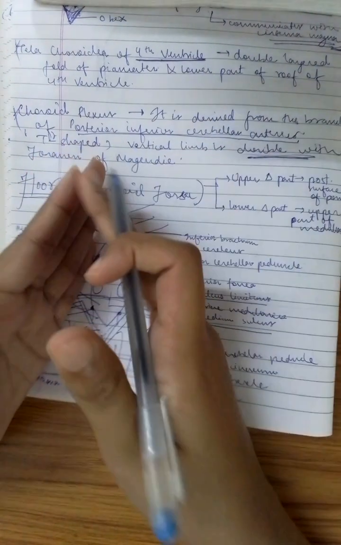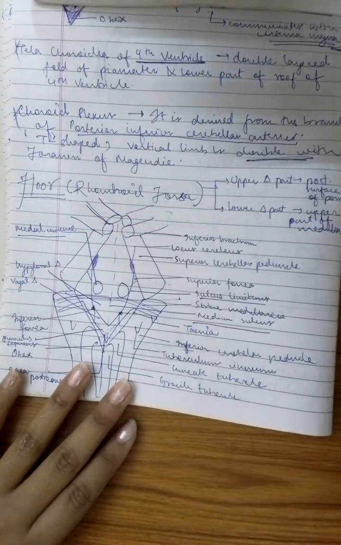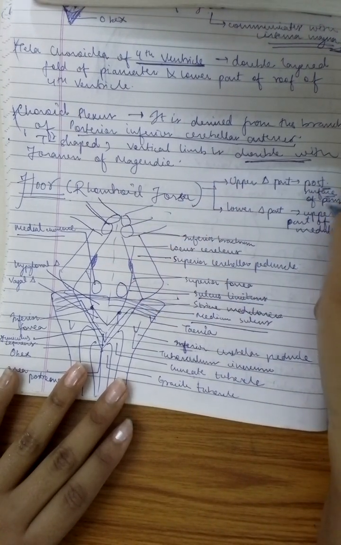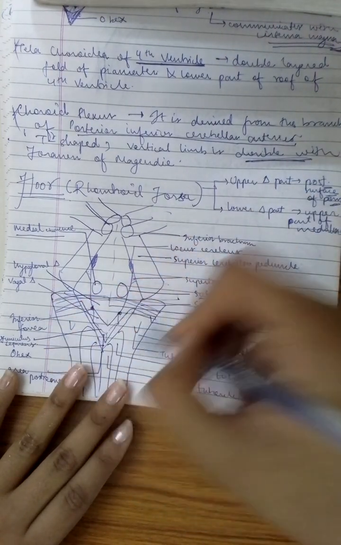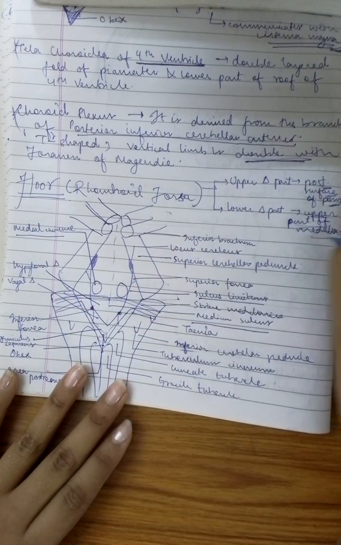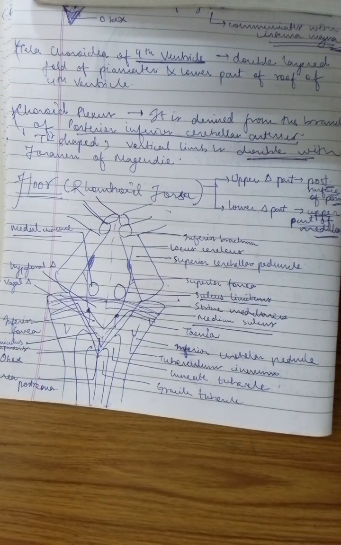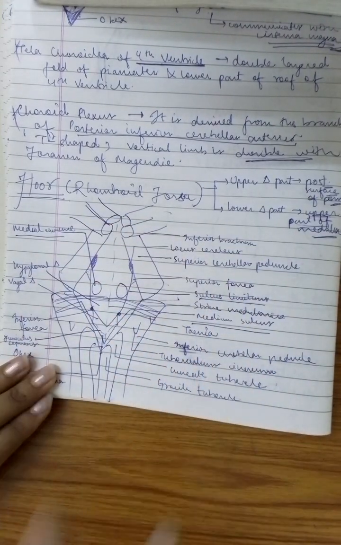The floor: the upper one-third, the upper triangular part, is formed by the posterior surface of the pons. The lower part is formed by the upper part of the medulla. So the lower triangular part is formed by the upper part of the medulla, and the upper part is formed by the posterior surface of the pons. Now, what parts can we see in this?